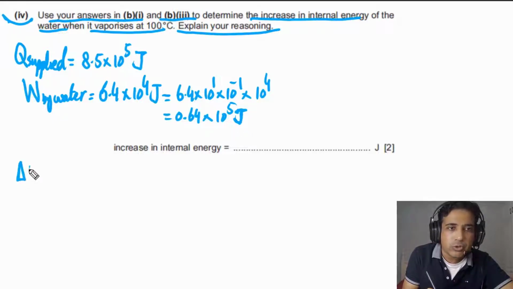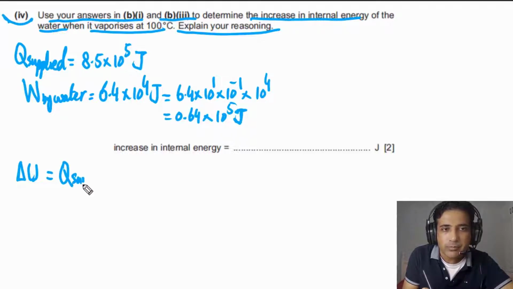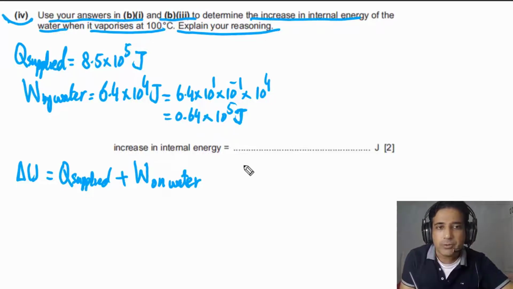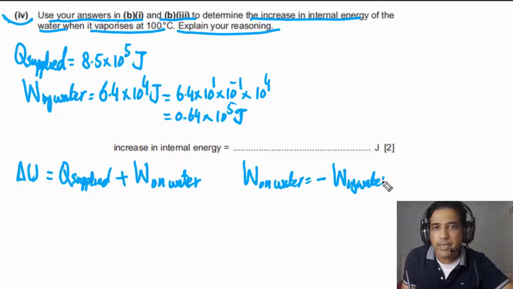We need to calculate the change in internal energy. So simply we can say the change in internal energy is equal to Q supplied. So you have to be clear. This is Q supplied plus work done on gas. In this case the gas is water. So we will write down work done on water. But we have calculated work done by water. So we need to convert this into work done on water. Work done on water will be equal to the negative of work done by water. In this case, work done by water is equal to 0.64 times 10 to 5 joules. So this has to be negative.